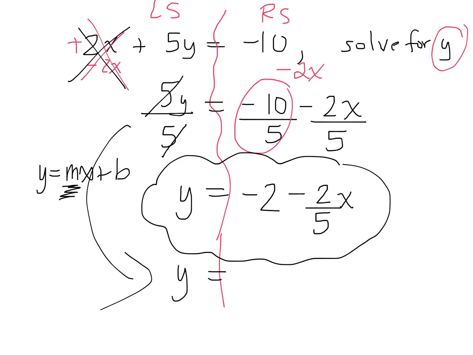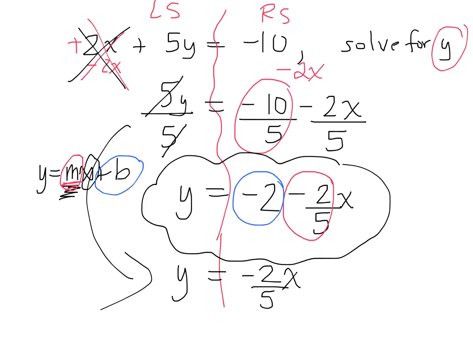Raise your hand, please. What's m in this question? Negative 2 over 5 is my m because that's next to the x. And my b is... Remember this? This is m. It's the number in front of the variable, which is called the coefficient, right? The m is in front of x, and b is the number by itself, so negative 2.